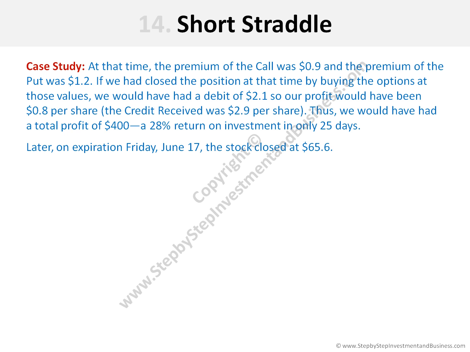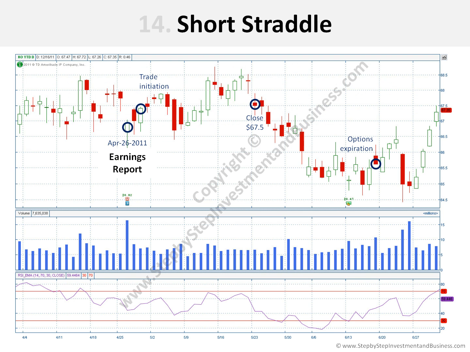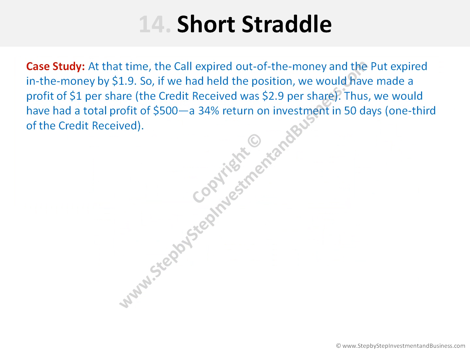Later, on expiration Friday, June 17, the stock closed at $65.6. That can be seen here. After May 23, the stock was falling until it closed at $65.6 on the expiration date of the options. At that time, the call expired out of the money, and the put expired in the money by $1.9. If we had held the position, we would have made a profit of $1 per share, because the credit received was $2.9 per share. Thus, we would have had a total profit of $500, making a 34% return on investment in 50 days, that is, 1/3 of the credit received.